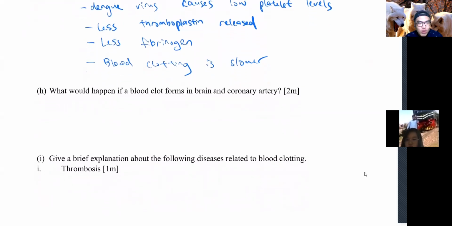So, what will happen if a blood clot forms in the brain and coronary artery? That's a very common question. If it's in the brain, it can cause a stroke. If it's in the coronary artery, it can cause a heart attack.